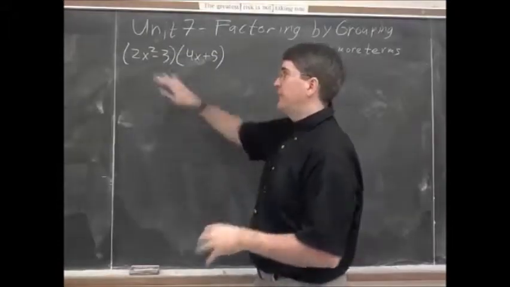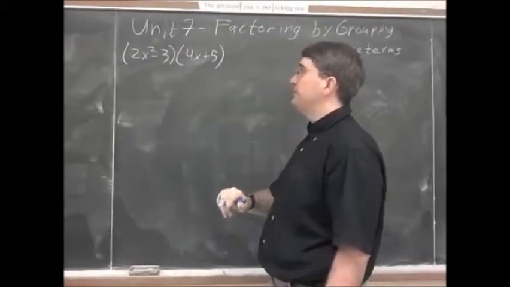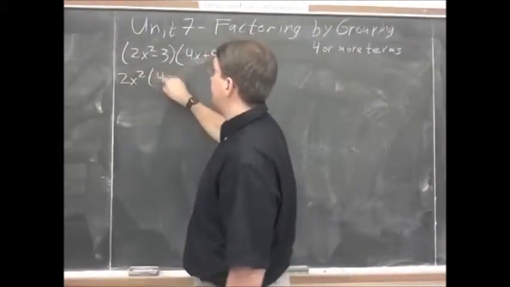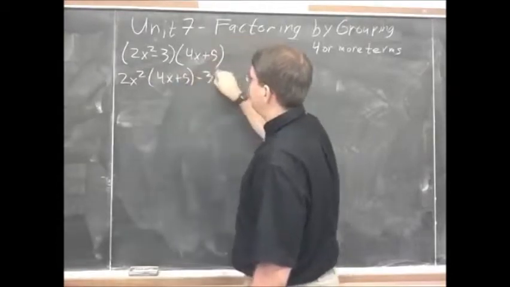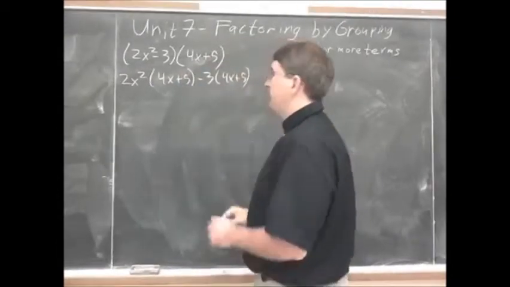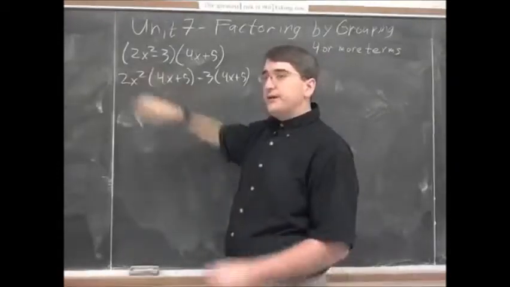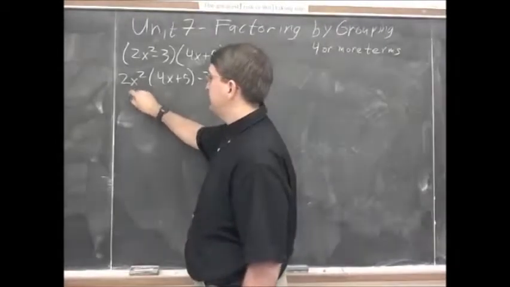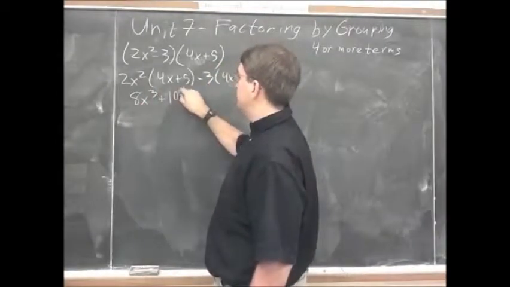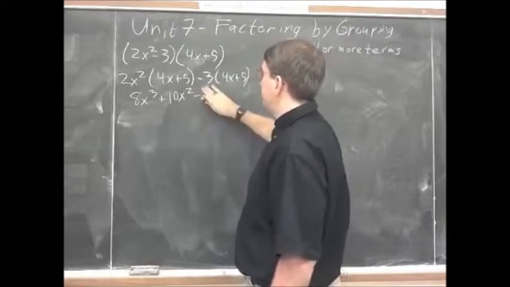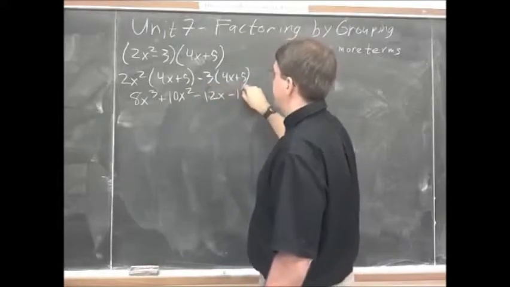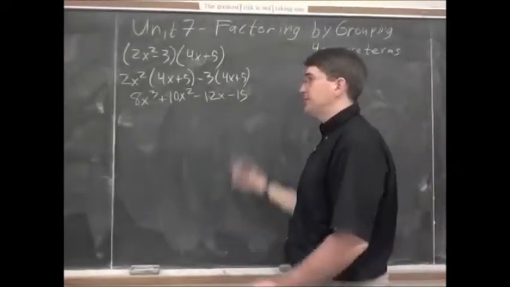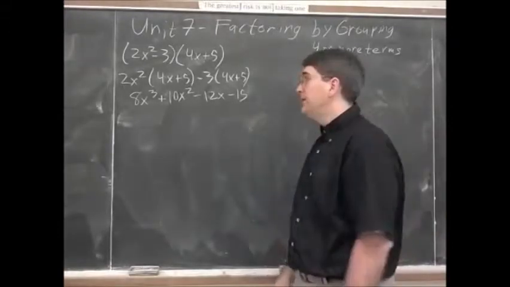Because remember, when you're multiplying two things, like 2x squared minus 3 times 4x plus 5, we're going to take the 2x squared and distribute that. And then the minus 3 and distribute that. The idea is that we take each individual piece of that first binomial and distribute it to the second. So 2x squared times 4x is 8x cubed, and then we get 10x squared, and then we have minus 12x, minus 15. And that's it. That would be the multiplied out version, the fully expanded version. There's no common like terms to combine.